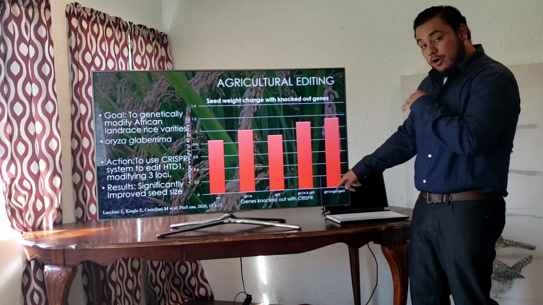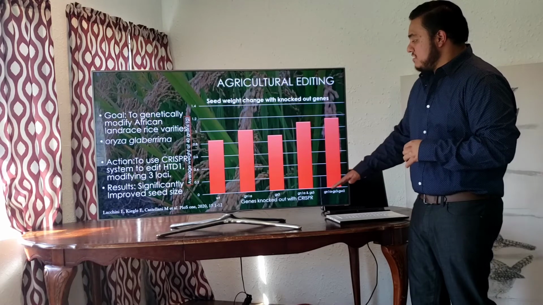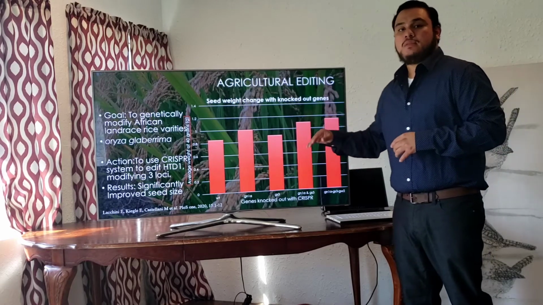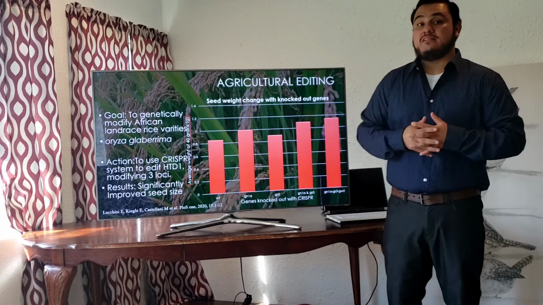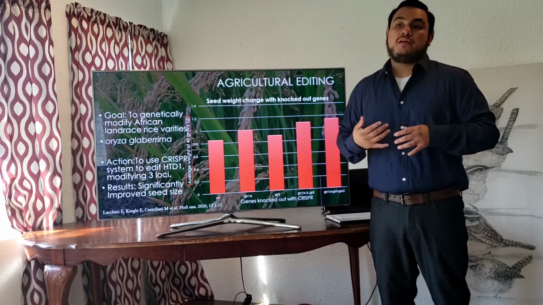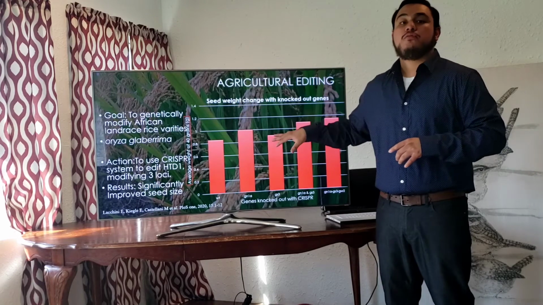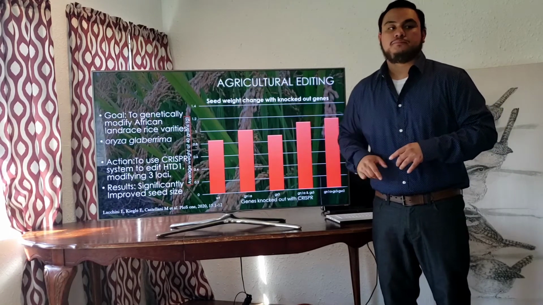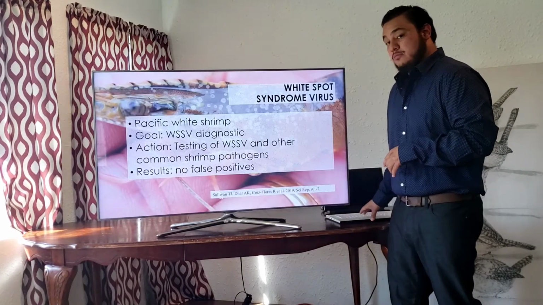Moreover, when they knocked out all 3 loci, the seed weight grew even more. This study provided data to support that we can use CRISPR to modify plants in areas of poverty so that these people don't have to worry about food very often. So let's look at another one that has to do with animals.